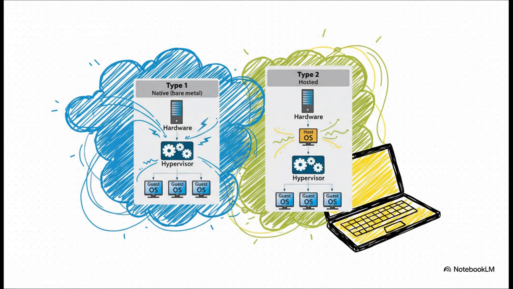On the right is the Type 2, or hosted hypervisor. This one's a bit different. It runs on top of an operating system you already have, like Windows or Mac OS. It's perfect for a developer who needs to, say, run Linux on their laptop for a project.